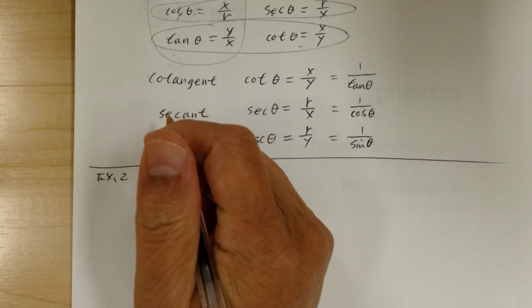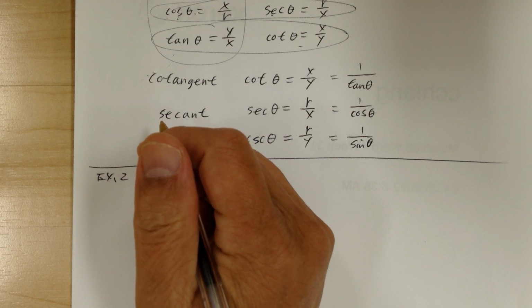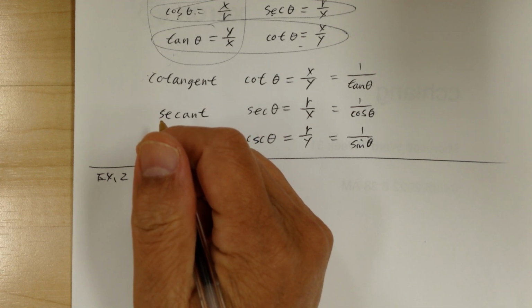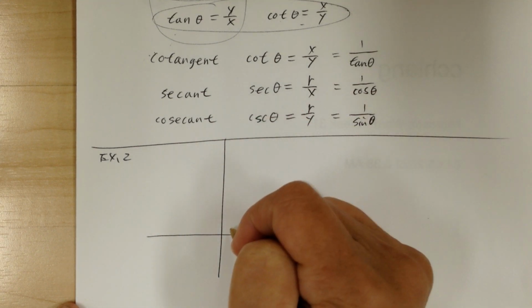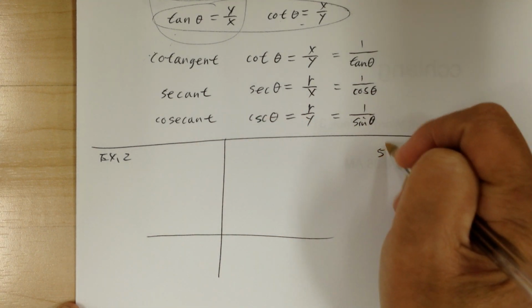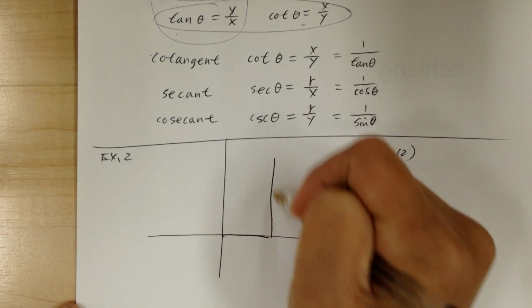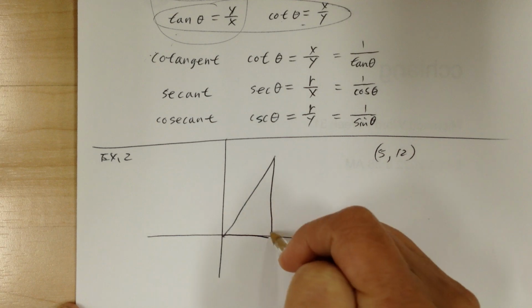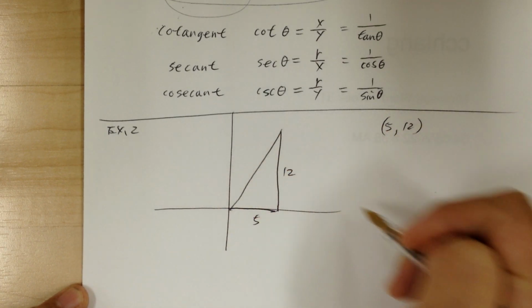Okay, example 2 is to find the value of the six trigonometric functions of an angle theta in standard position whose terminal side passes through (5, 12). So you're looking for a point that passes through (5, 12). Again, you don't have to draw it exactly, just kind of guess. So it'd be 5 and 12, right?